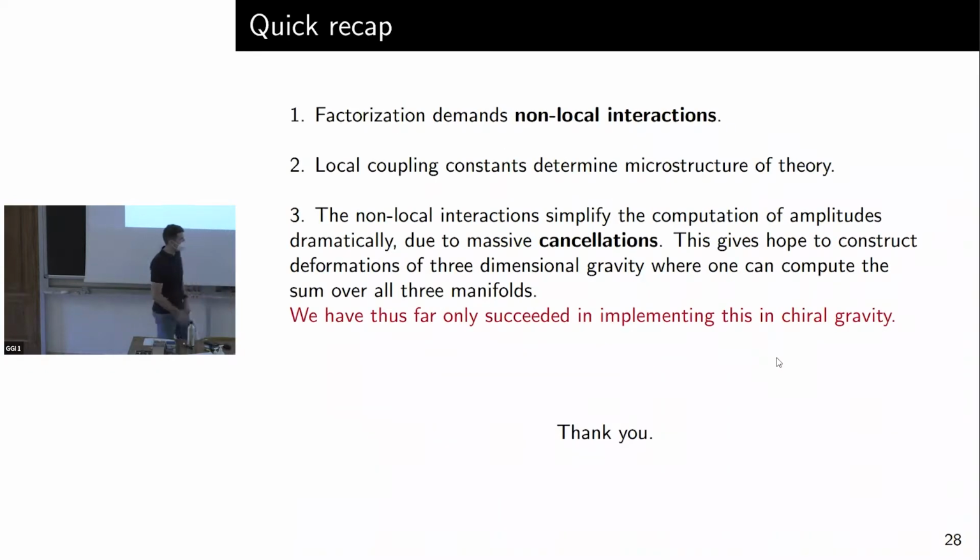Okay, that's it. So a quick recap: factorization demands non-local interactions in our low energy field theory. I really think that's the only way you can get a theory to factorize. The local coupling constants determine the microstructure of the theory, which of course is not very surprising. It's pretty obvious that if I give you a theory with different coupling constants, it'll describe a different boundary theory also. And the non-local interactions enormously simplify the computations of all amplitudes because there are massive cancellations. Yeah, thanks. That's all.